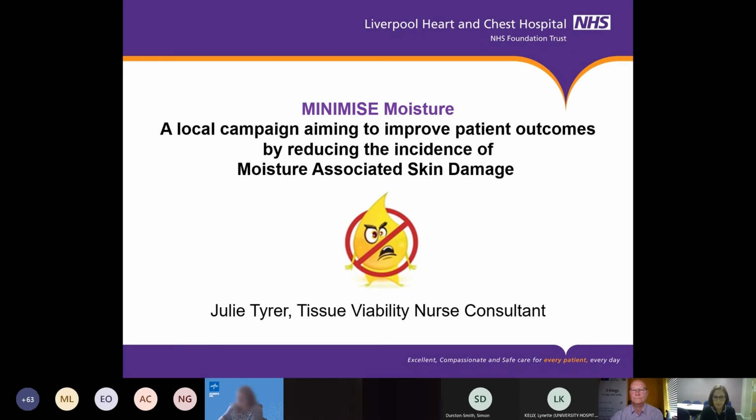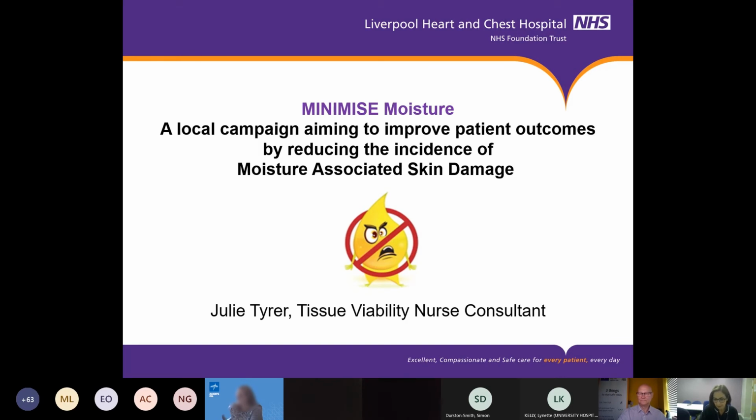So there are some images. I don't know in the audience how many of you are clinicians, hands-on TVNs. So just a warning that there are some photographs of skin damage for the squeamish people amongst us. Sometimes I put myself in that category, some of the things that we see as tissue viability nurses.